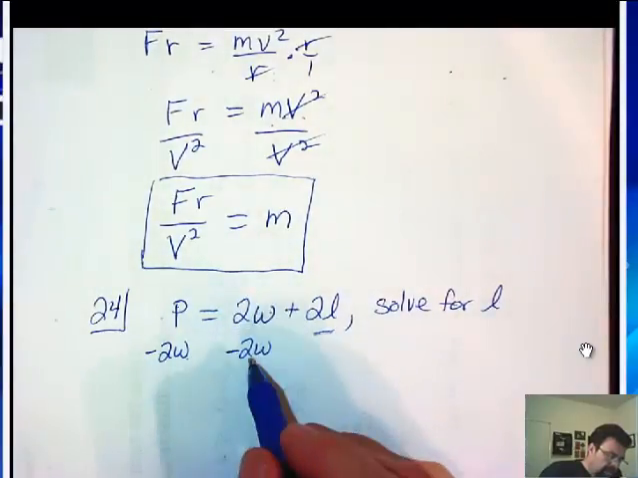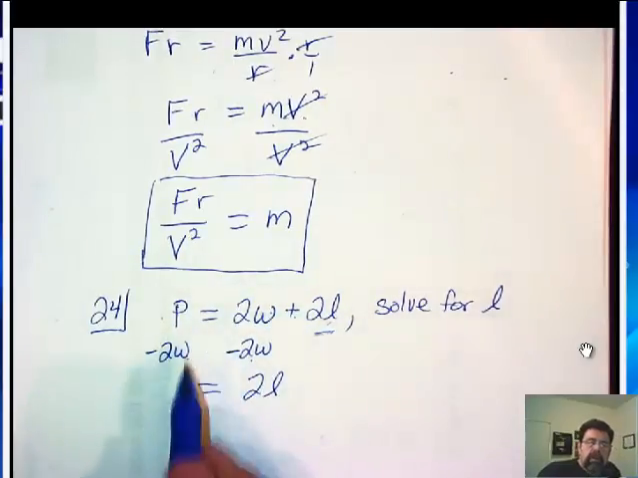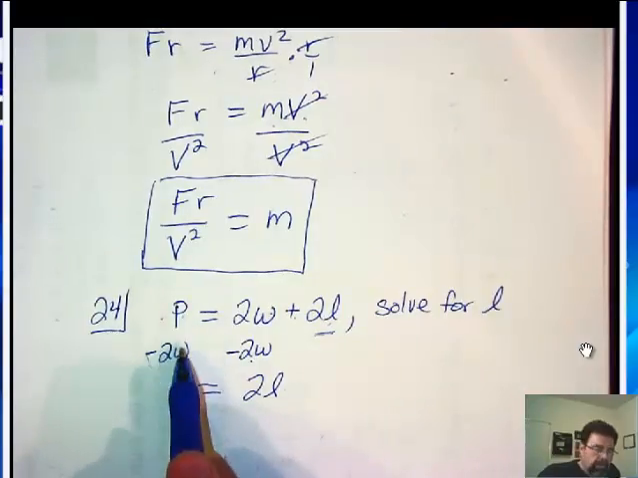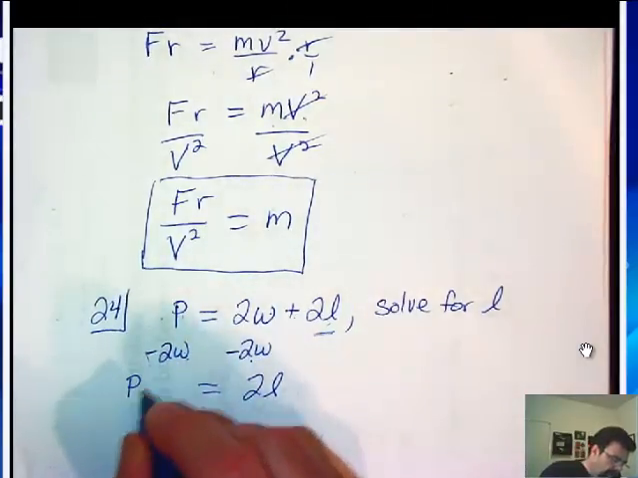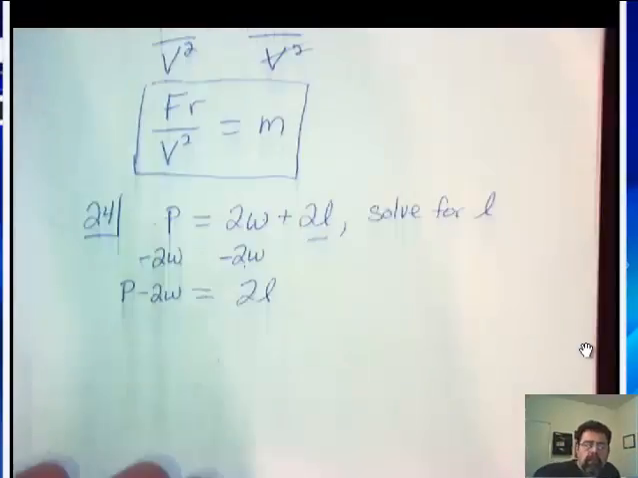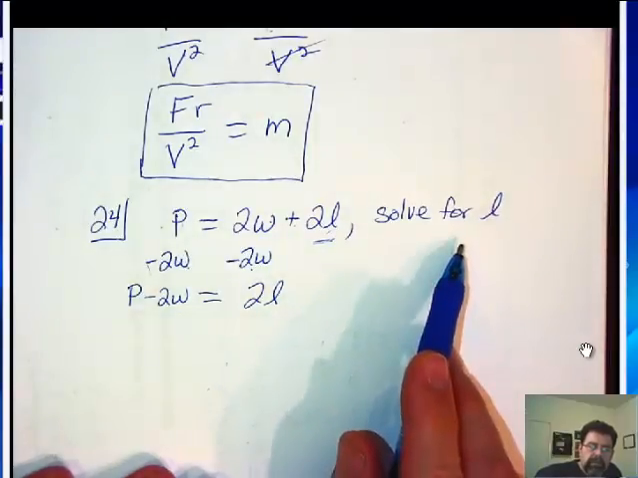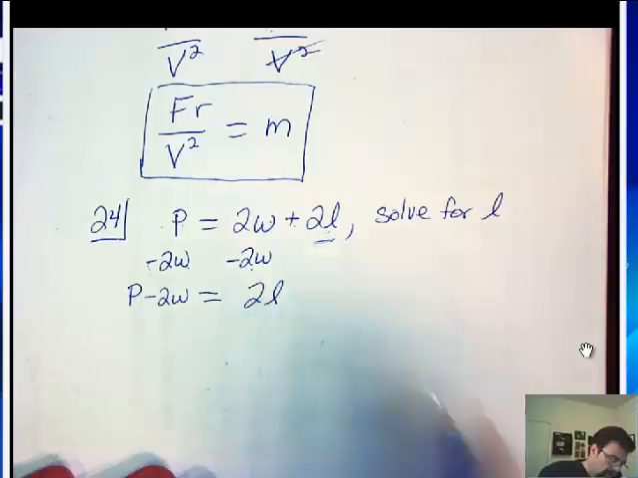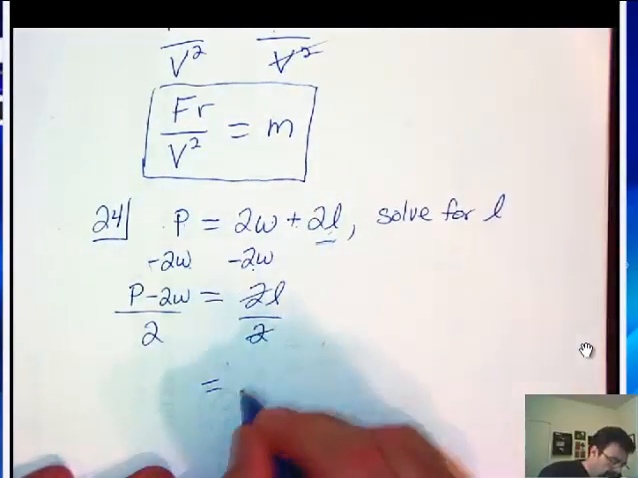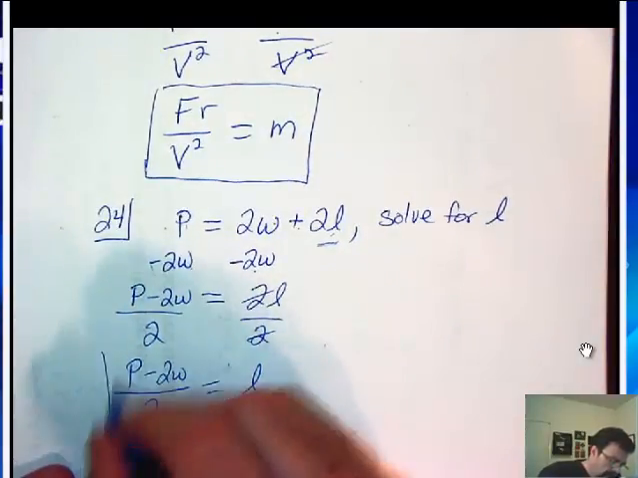Over here, 2W minus 2W is 0, plus the 2L, it's just 2L. Over here, they're not like terms, so you can't do anything with it. We don't know what these numbers are, so we can't simplify it or calculate it. So we just write it down, P minus 2W. And then, again, our goal is we want to get L by itself. So we want to get rid of this times 2. So I'm going to divide both sides by 2. And I got L by itself. And that's my answer.